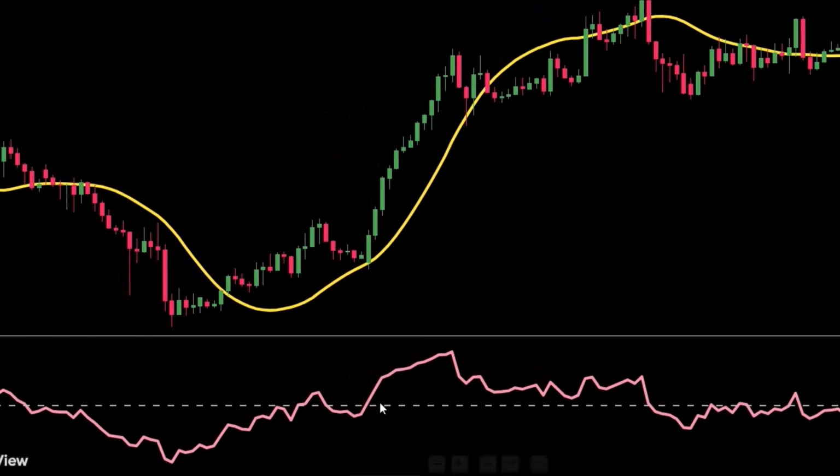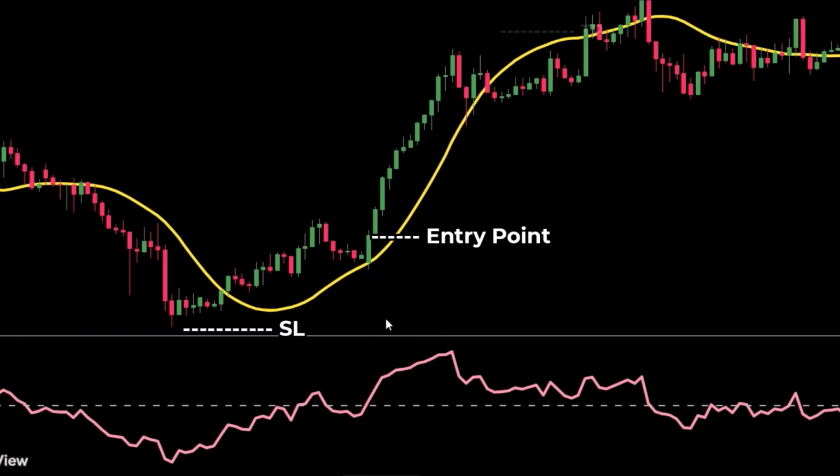Once the RSI closes above 50, check the price one more time. If the price is still above the Hull Moving Average and the current candle closes bullish, you have a valid buy setup. Place your stop loss below the most recent swing low, and for your take profit, aim for the next resistance level or use a 1-to-2 risk-to-reward ratio.